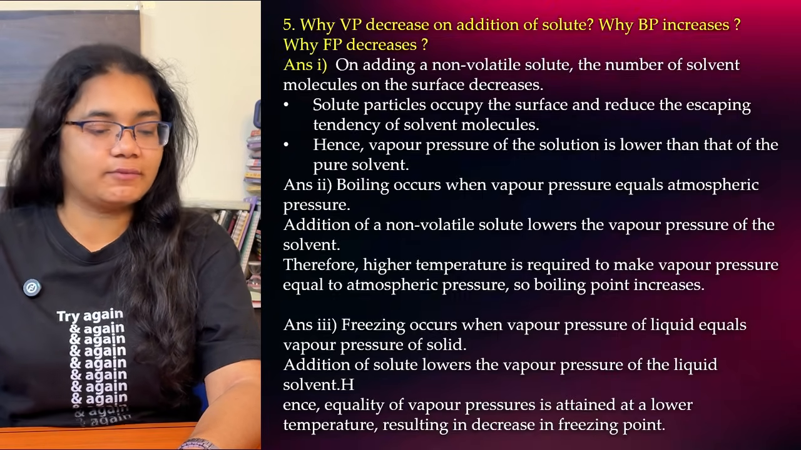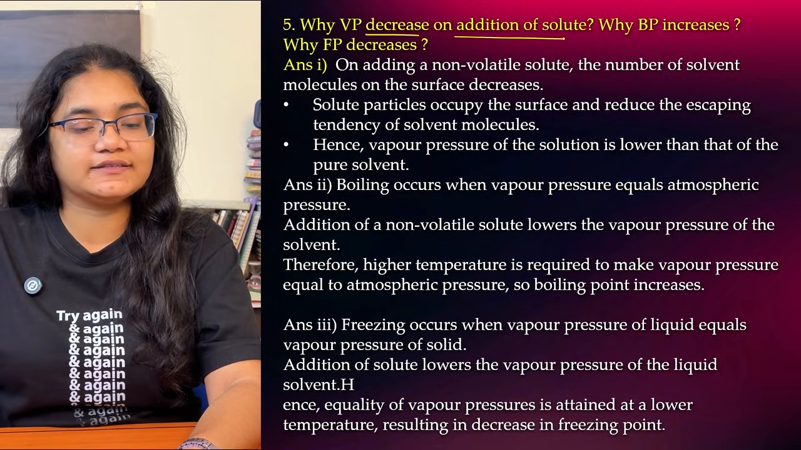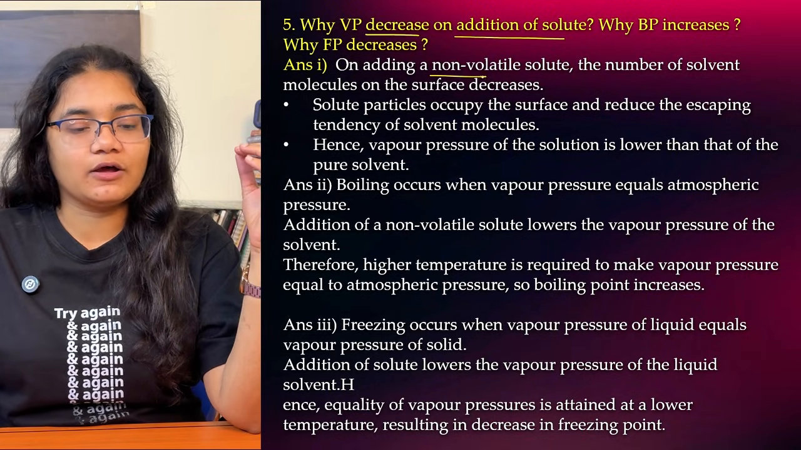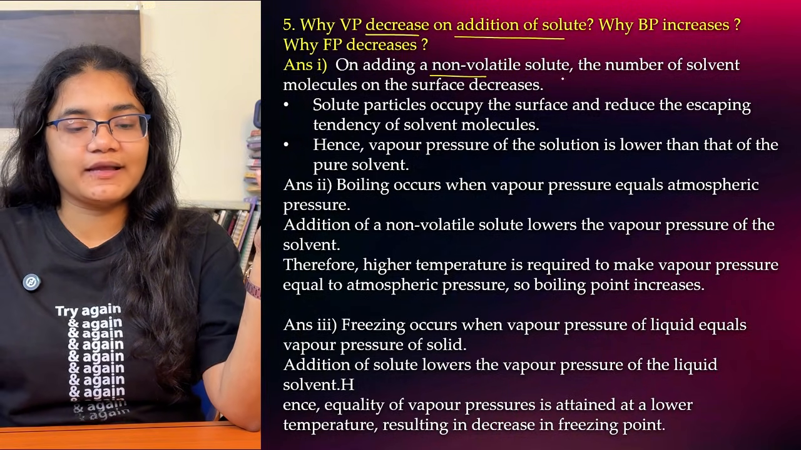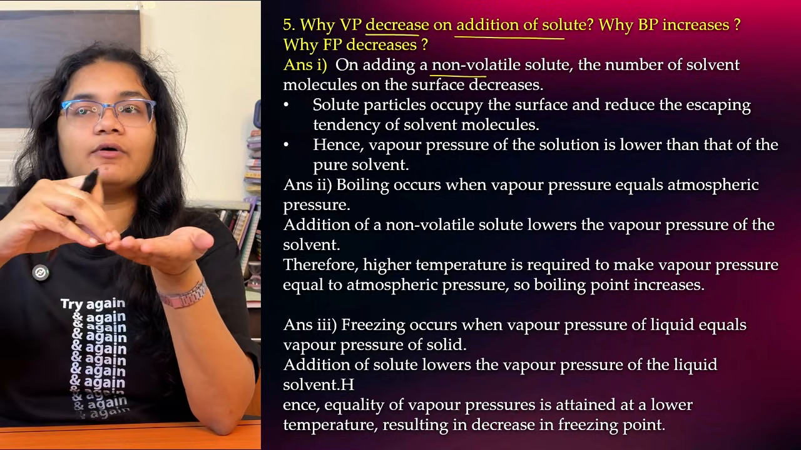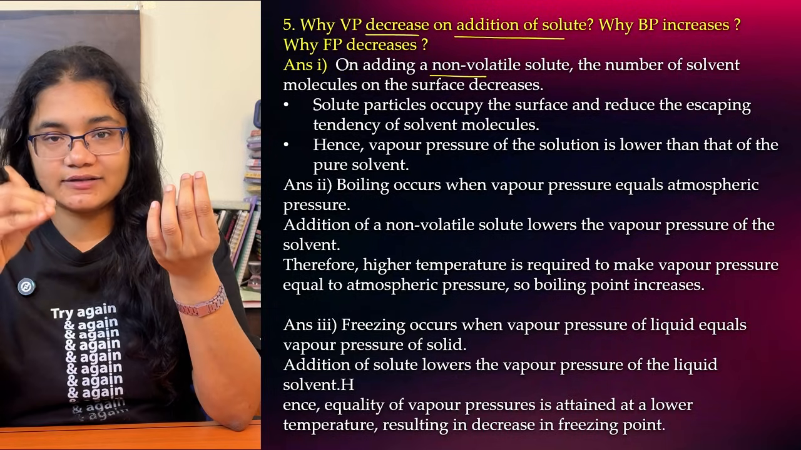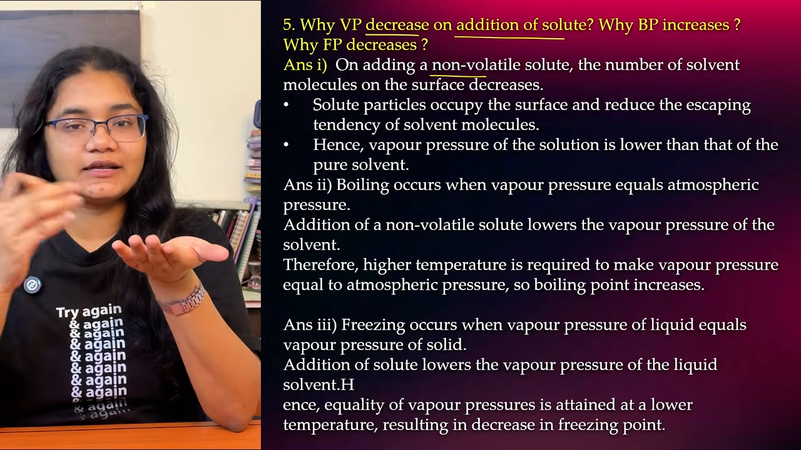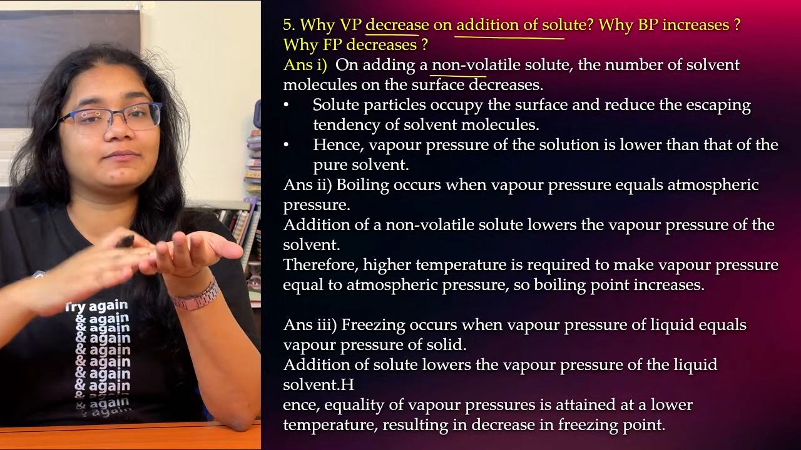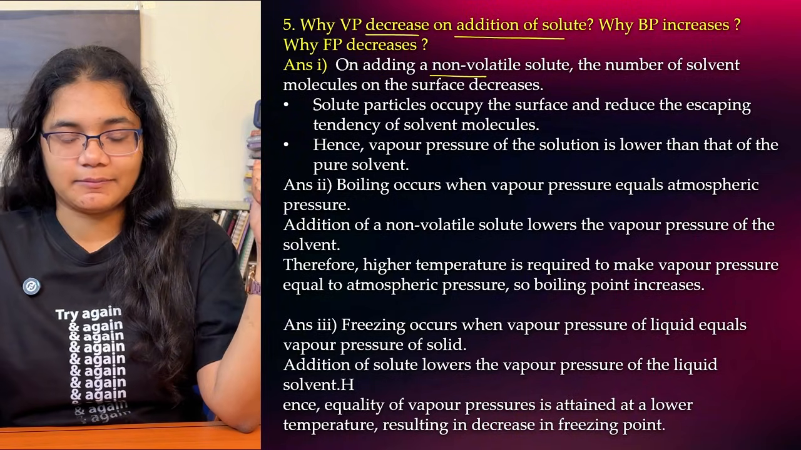Next, we'll discuss an important reasoning question: why does the vapor pressure decrease on addition of solute? Let me explain this one. See how vapor pressure is created. When the surface is there, the solvent molecules evaporate and create vapor pressure. Now when you add a non-volatile solute, some of the surface particles are covered with solute particles. If solute particles are present, fewer solvent molecules will evaporate, and that will cause a decrease in the vapor pressure.